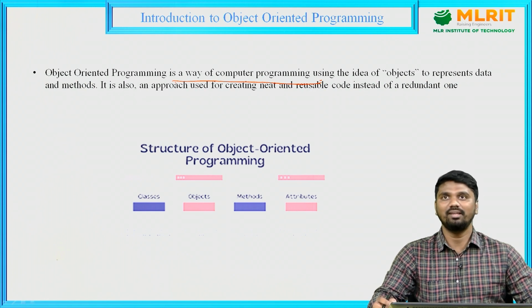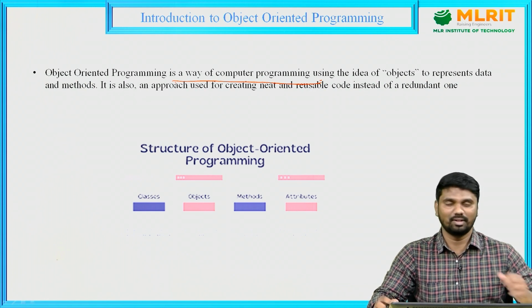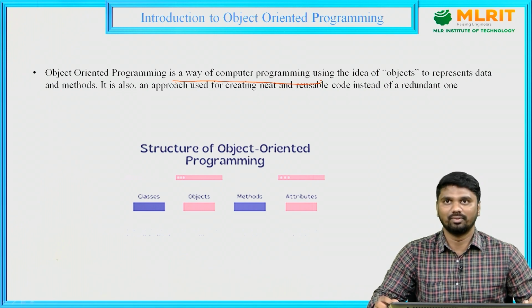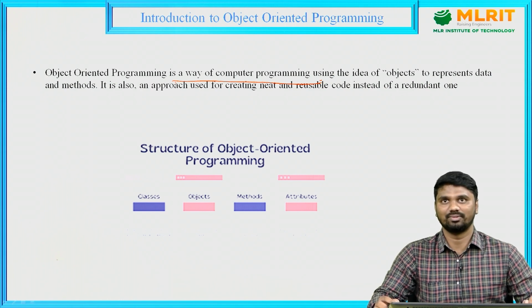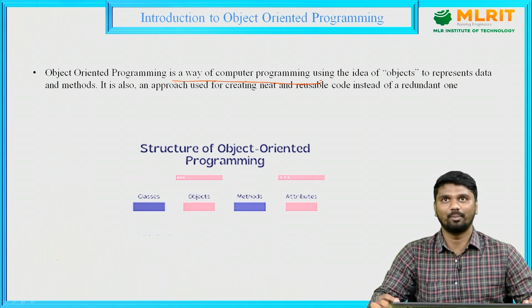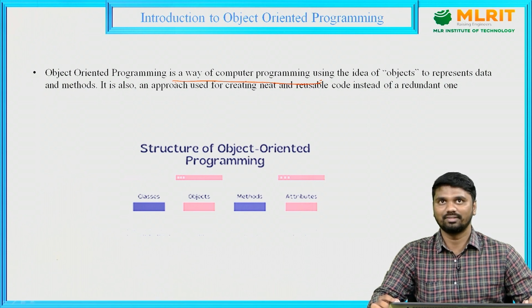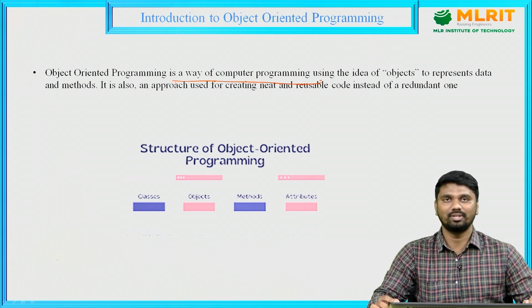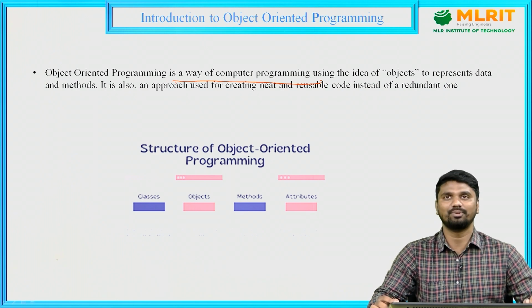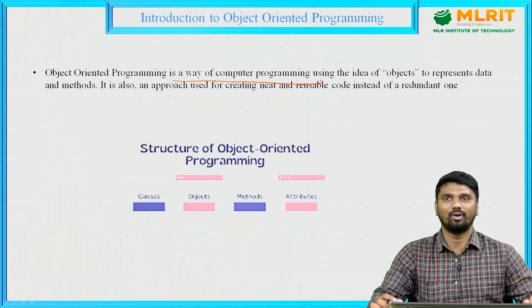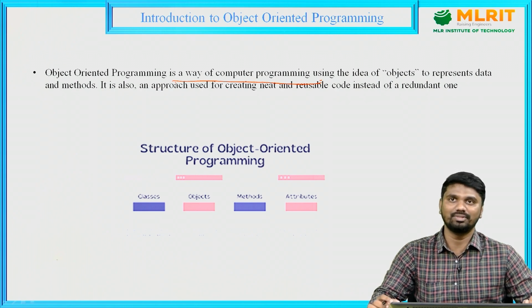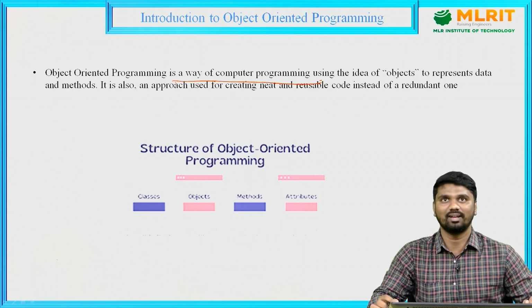And here the main point in object oriented programming is reusable code. That means code reusability is there, and also reusable components are there. So two things we can use for developing applications: code reusability and reusable components. Totally it is used for the representation of an object. By using objects, we can represent the data and methods.